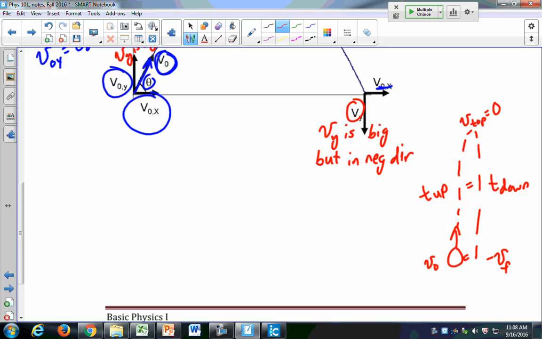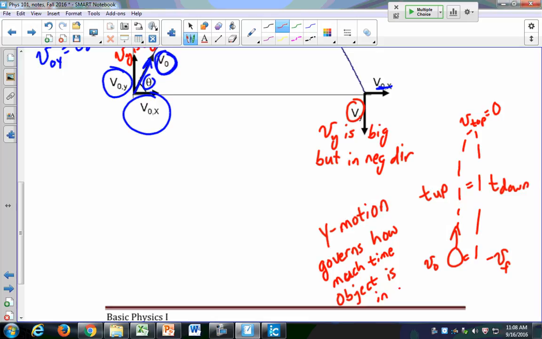In fact, we'll see that the y motion of our projectile governs or tells how much time the object will be in the air. Not the x motion. Let me show you. Let me find something to throw.